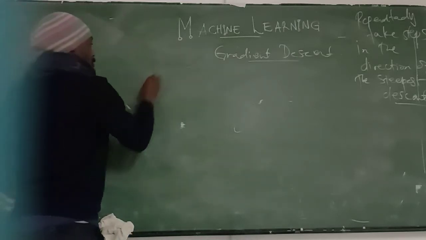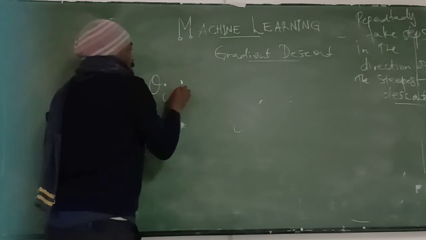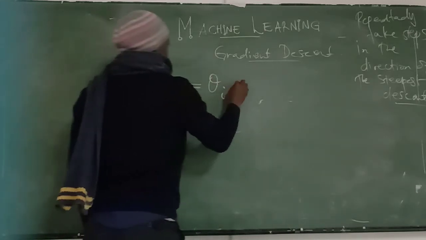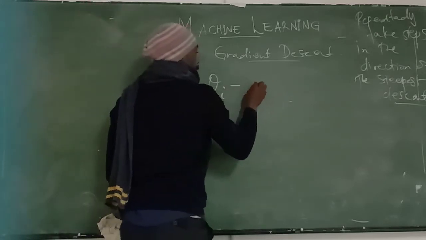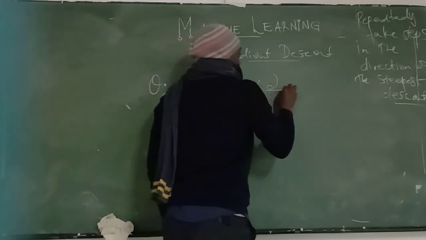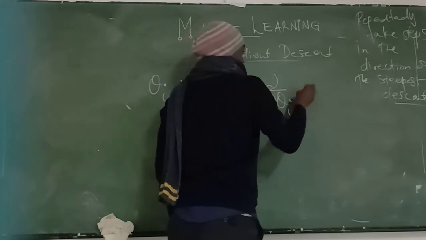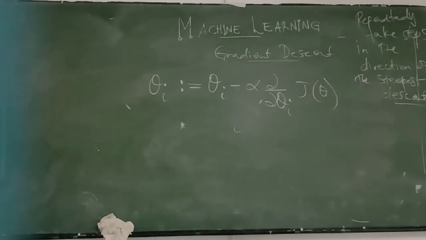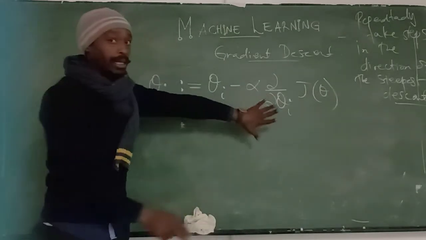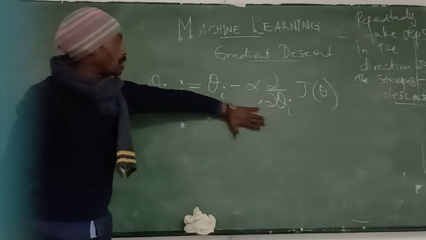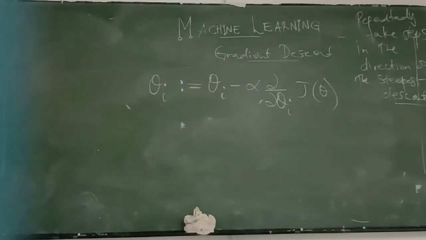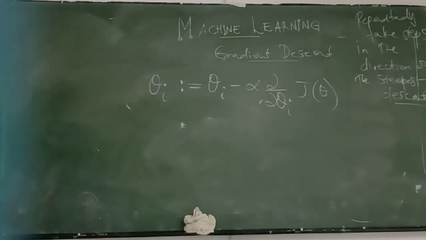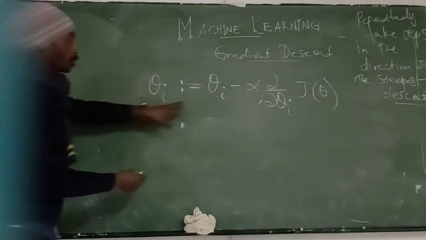So the algorithm goes: theta i is equal to theta i minus alpha times the partial derivative with respect to theta i of J(theta). So basically, that's the basic algorithm that governs the gradient steepest descent. Take note of this notation.